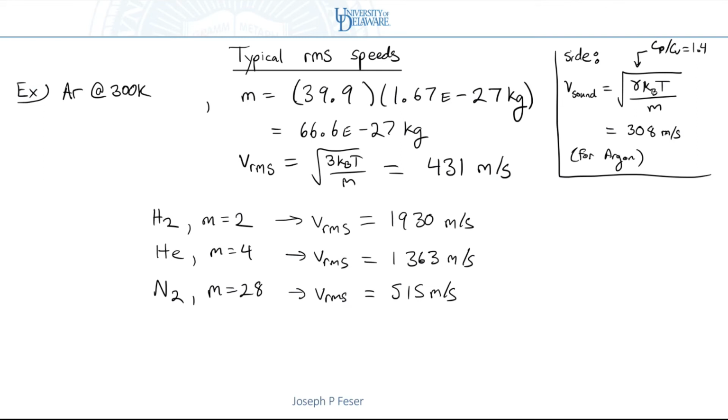Let me give you a really heavy example. What's the slowest you could ever really make the RMS speed? Xenon's probably the heaviest gas I could think of, maybe radon if you're really adventurous. Xenon is 131, and that'll give you a VRMS of about 238 meters a second. So this is the whole range of possibilities.